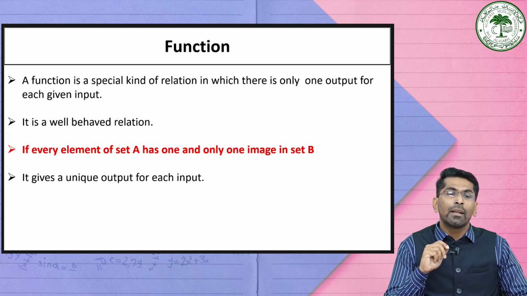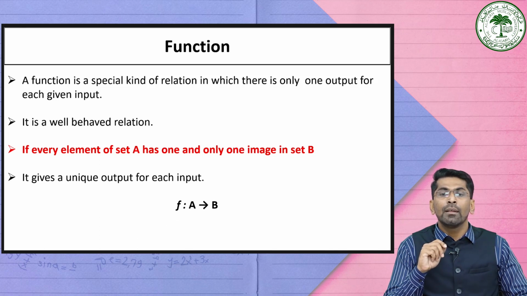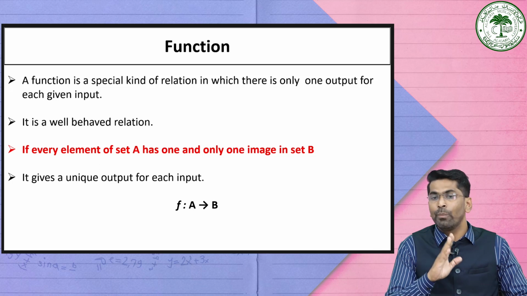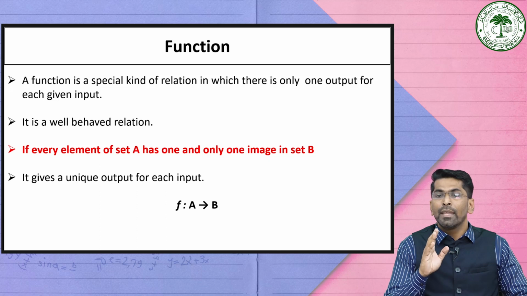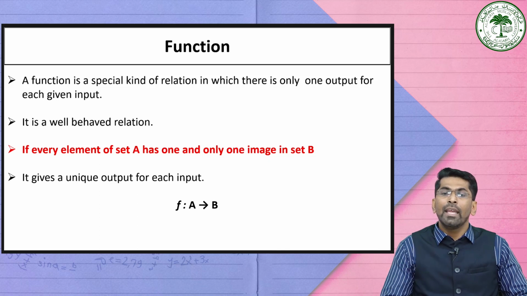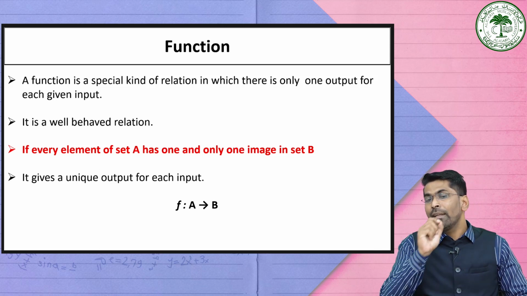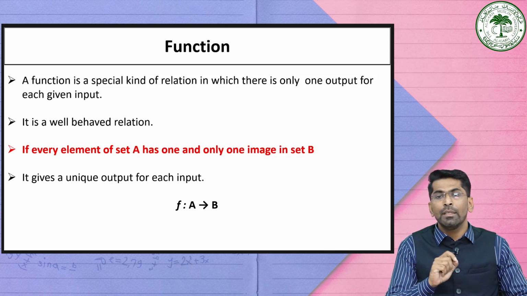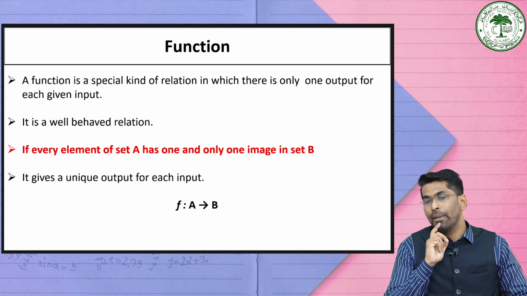Mathematically, we can write it as: f is a function from A to B. f is the function from A to B. The notation means that f is the function, A is the domain of the function, and B is the codomain. We read this as f is the function from set A to set B. It indicates that each element in A is associated with a unique element in set B.